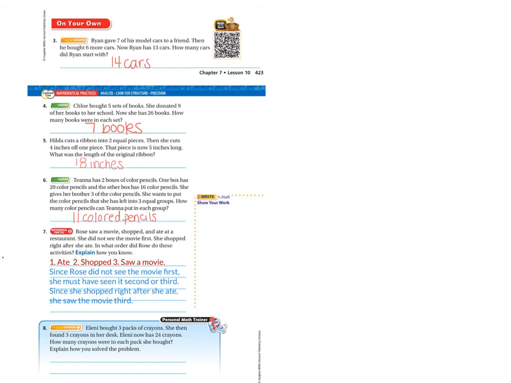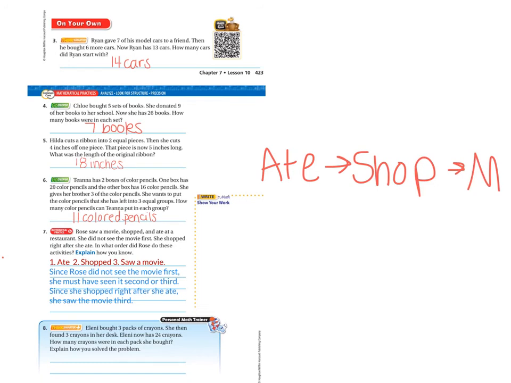It helped me to kind of draw this out. She shopped right after she ate. So that means she had to eat before she shopped, like that. Another very big clue was she did not see the movie first. So that means she can't see the movie here before she ate. She had to have seen it third. I'm going to put an M for movie because I ran out of room. But that is the order. So it really helps to draw it out, take it step by step, and look for those clues in your sentences.